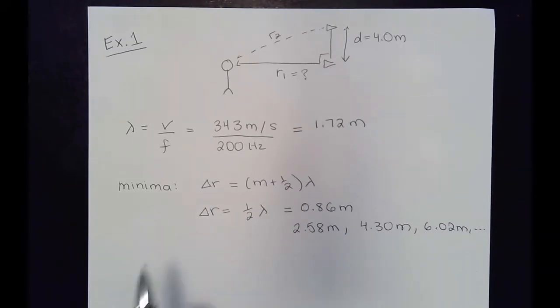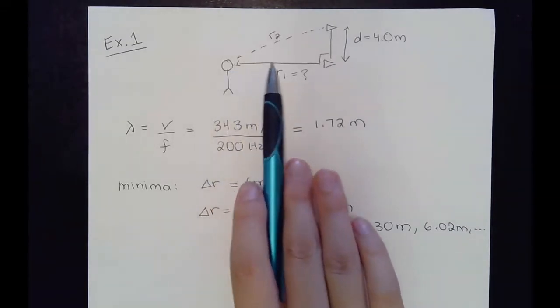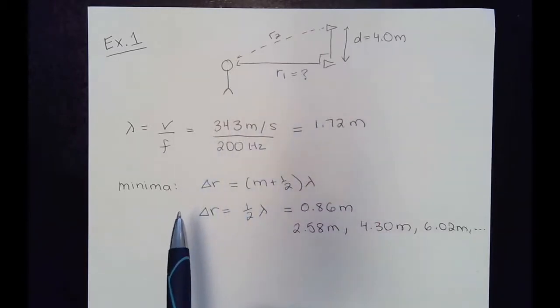I'm only using positive integers because the person is walking towards the speaker, so it is only in one direction, which we'll call the positive direction.